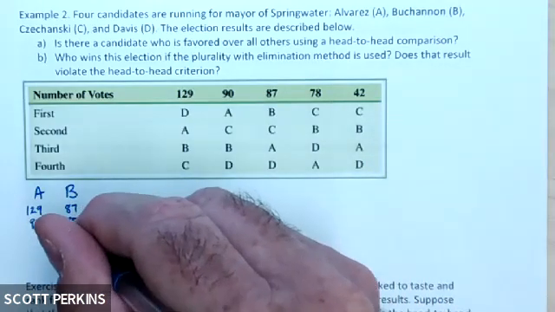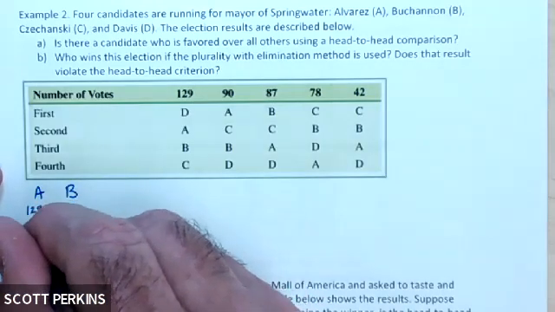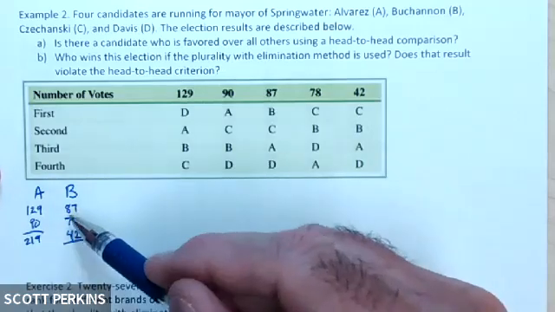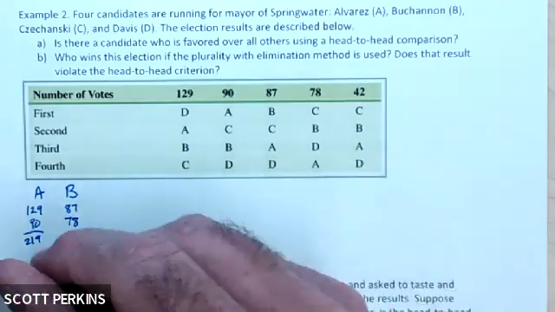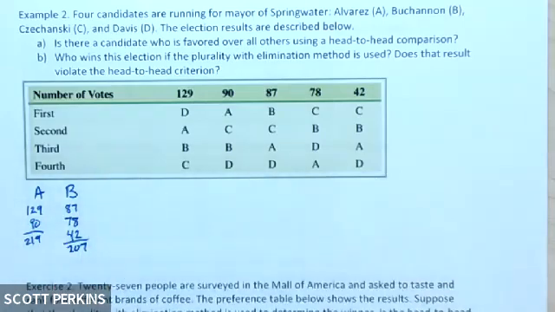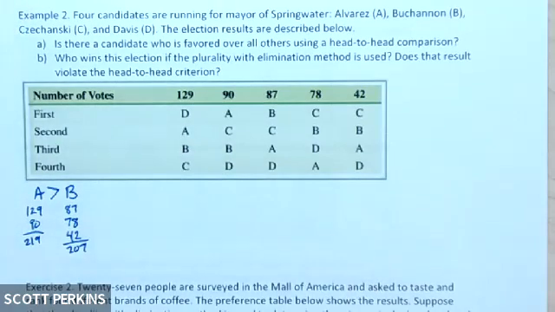So now we'll add up. A in this case got, what's that, 219? And B got 165, that's 207, I think. You should definitely check that. And so far, A beats B.